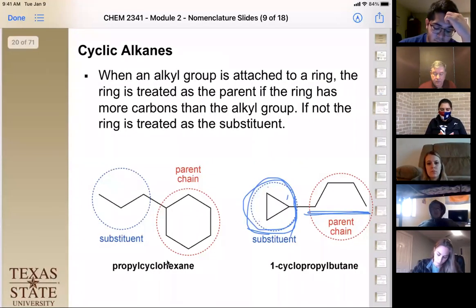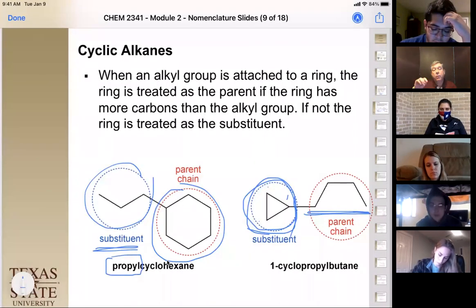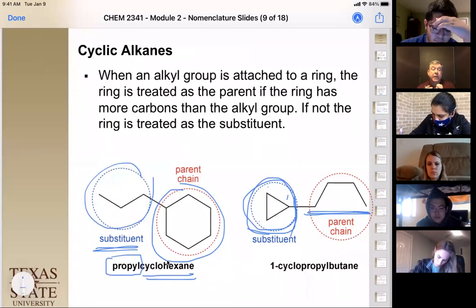So in this case here, this is 6 carbons, this is 3 carbons, so that means this is now the substituent. And so we have to name it for 3 carbons, which is prop, YL because it's a substituent, and the cyclohexane is the number of carbons in that parent chain, the biggest number of carbons. Can the cyclic group be a substituent? Yes. If the main chain is longer than the number of carbons in the cyclic group, it is a substituent.